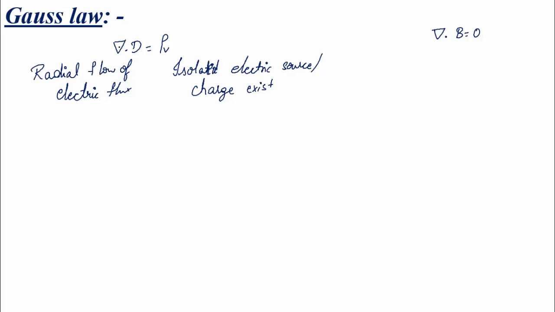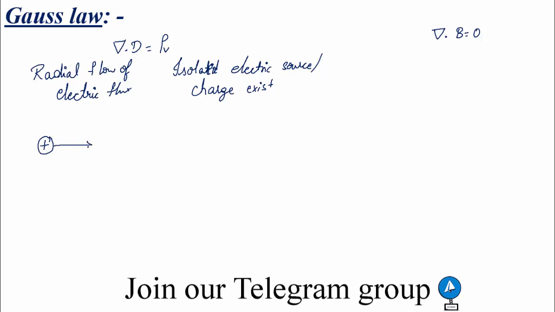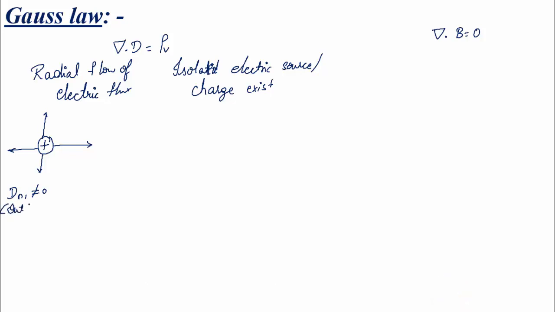Now, in order to understand del dot D equals rho V, let me make use of a positive charge. In this positive charge, all the electric field lines will be moving outwards. Outward movement will be there, but inward movement is not there. So I'll be getting dN1 not equal to 0, where dN1 indicates outflow movement, and dN2 indicates inflow movement, so I'll be getting dN2 equal to 0.